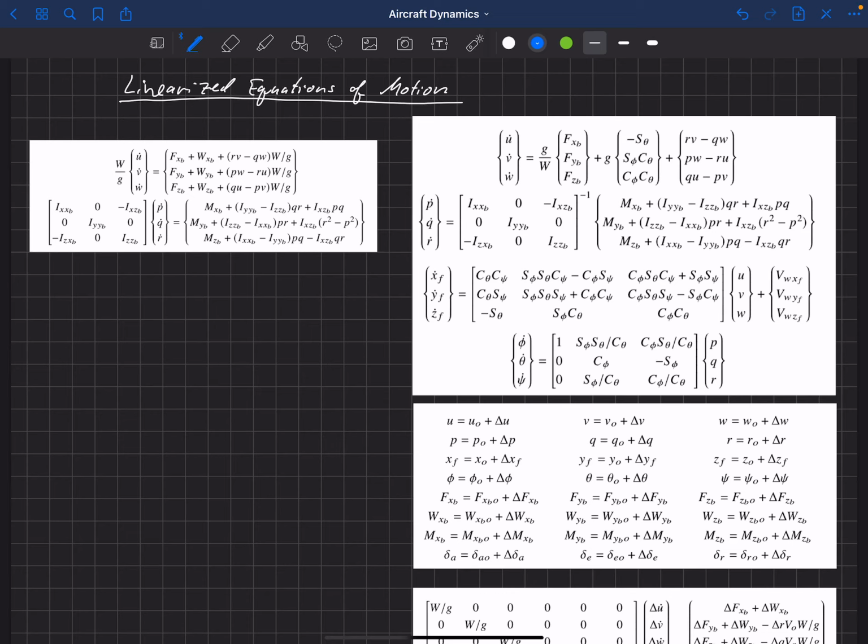We're now ready to apply this methodology to linearize our full equations of motion. Now this section has a lot of equations. I've typed them out here to save some time so we're not writing things down. And the important thing to remember as we go through this is just to realize what we're doing from a larger perspective, okay?